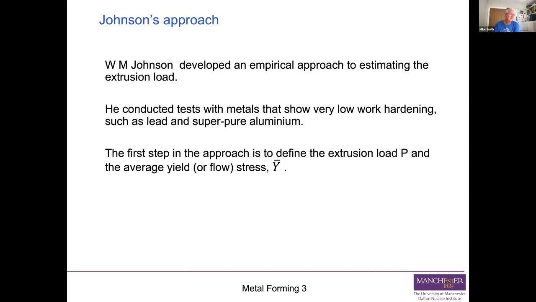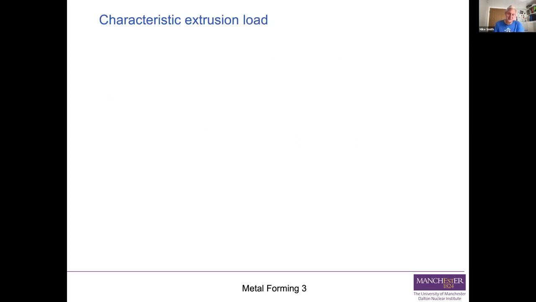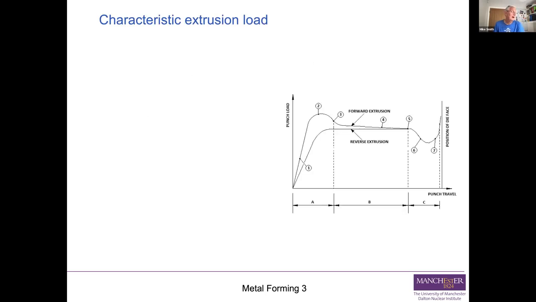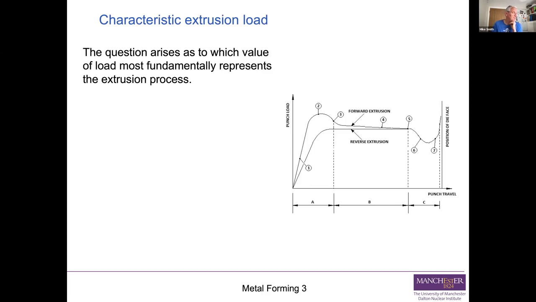So the first step in the approach is to define the extrusion load, P, and the average yield or flow stress, Y bar, which we know. And we can then decide what we want to use for that, because of course, the extrusion load does in reality change as you push the billet through the die. So which load represents the extrusion process?